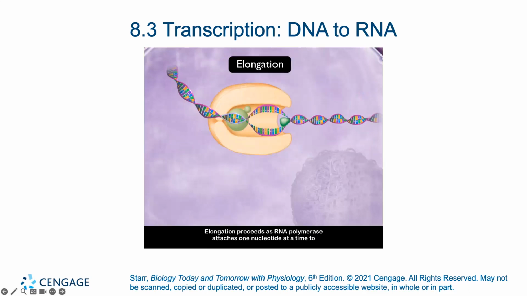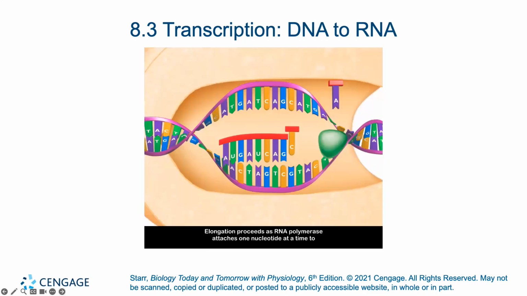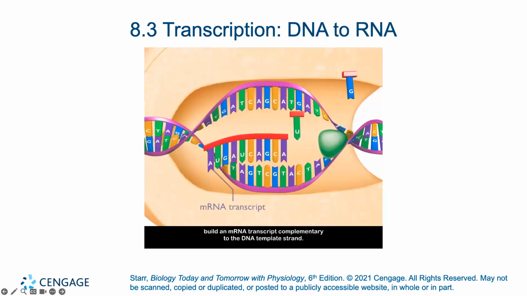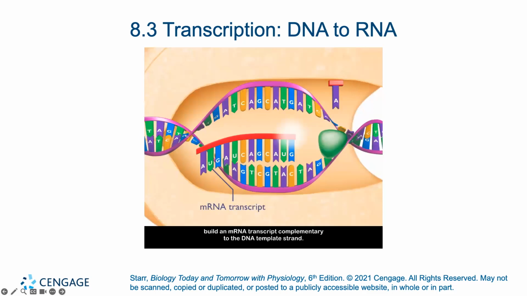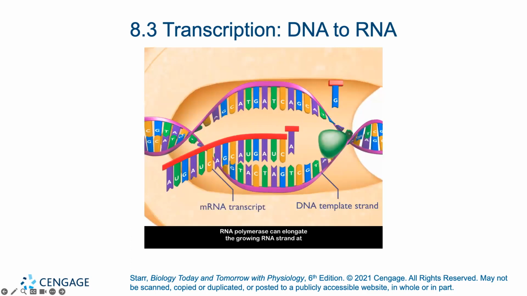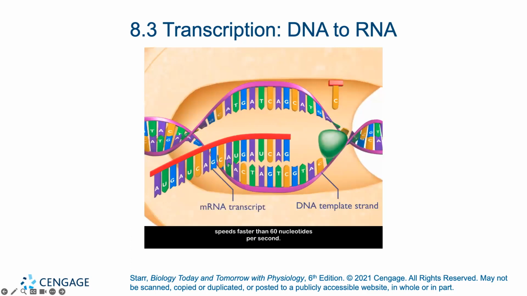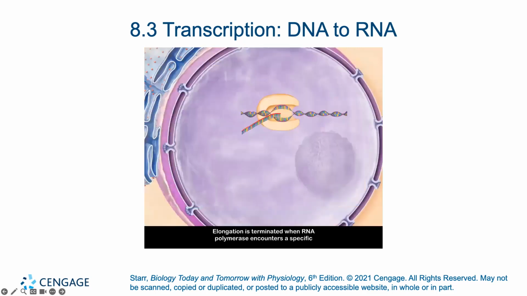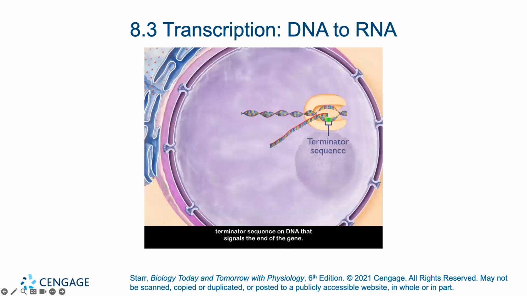Elongation proceeds as RNA polymerase attaches one nucleotide at a time to build an mRNA transcript complementary to the DNA template strand. RNA polymerase can elongate the growing RNA strand at speeds faster than 60 nucleotides per second. Elongation is terminated when RNA polymerase encounters a specific terminator sequence on DNA that signals the end of the gene. At this point, enzymes catalyze the release of the mRNA transcript, and the completed mRNA transcript detaches from the RNA polymerase.